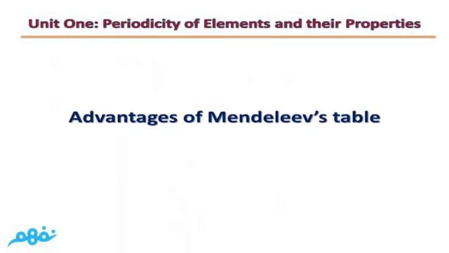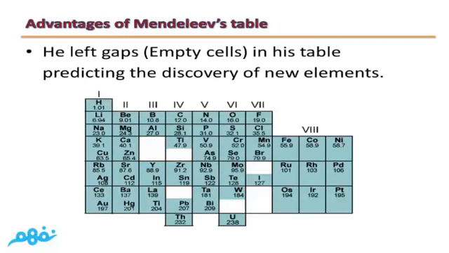We will study advantages of Mendeleev's periodic table. The first one is that Mendeleev left gaps or empty spaces or empty cells in his table. And this is an important give reason question. This is because he predicted the discovery of new elements. Mendeleev said that these spaces will be filled in the future with new undiscovered elements. So Mendeleev left gaps predicting the discovery of new elements.